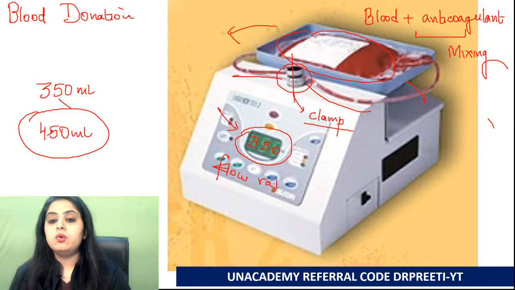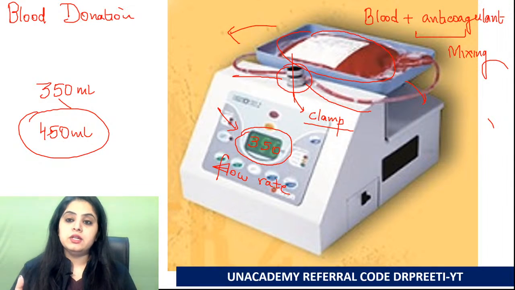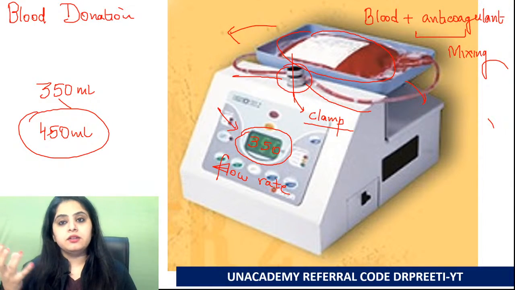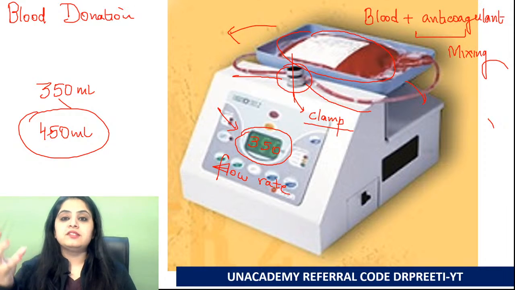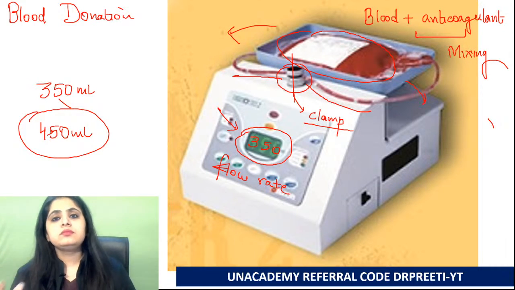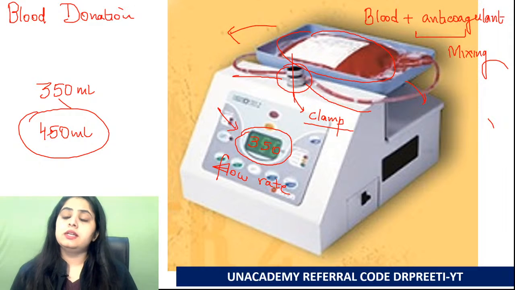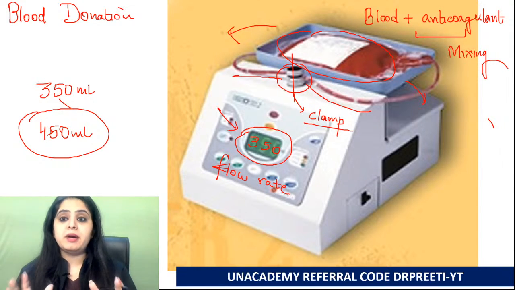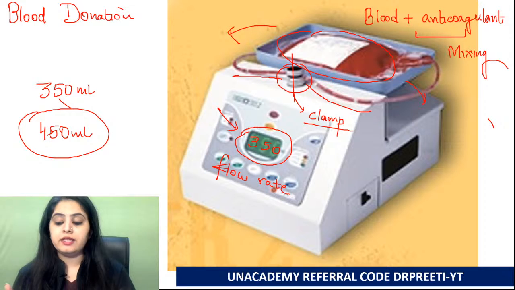That is, how is the flow from the donor? Is the blood being collected at a good flow rate, or has the vein collapsed, or is the blood not being collected now? All those are going to get sorted. So this machine is not just a biomixer. It tells you so many other things, right?